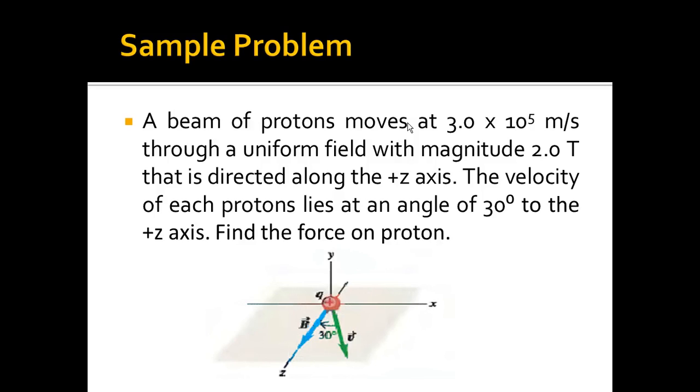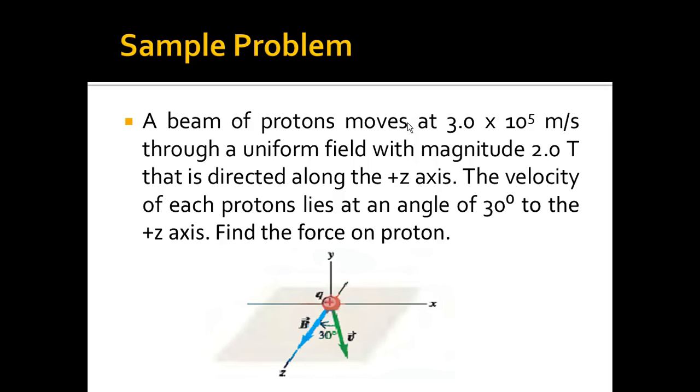Okay, so let's take this sample problem. A beam of protons moves at 3 times 10 to the 5 meters per second through a uniform field with a magnitude of 2 Tesla that is directed along the z-axis. The velocity of each proton lies at an angle of 30 degrees to the z-axis. Find the force on the proton.